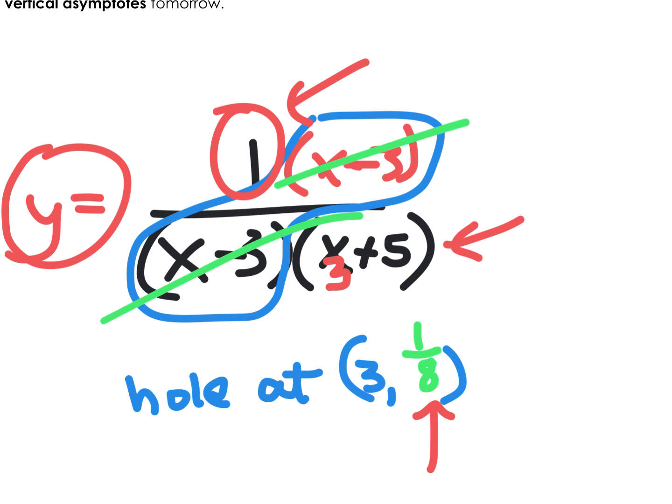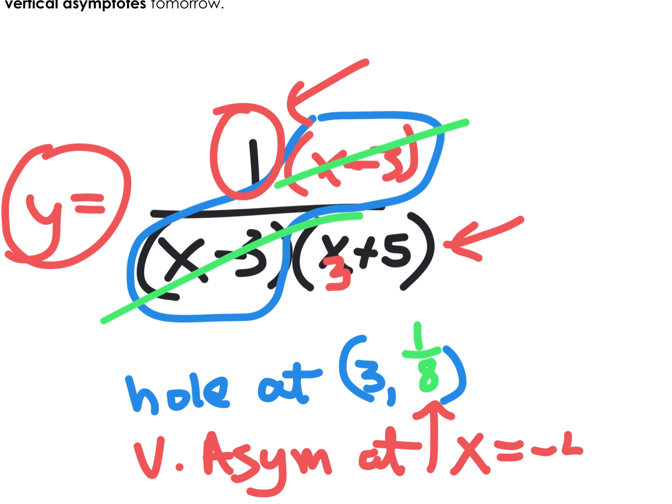All right. And I'd like you to write this. Vertical, just V, ASYM, that stands for asymptote. You've seen them before, the dotted lines that run up and down. At x equals -5.